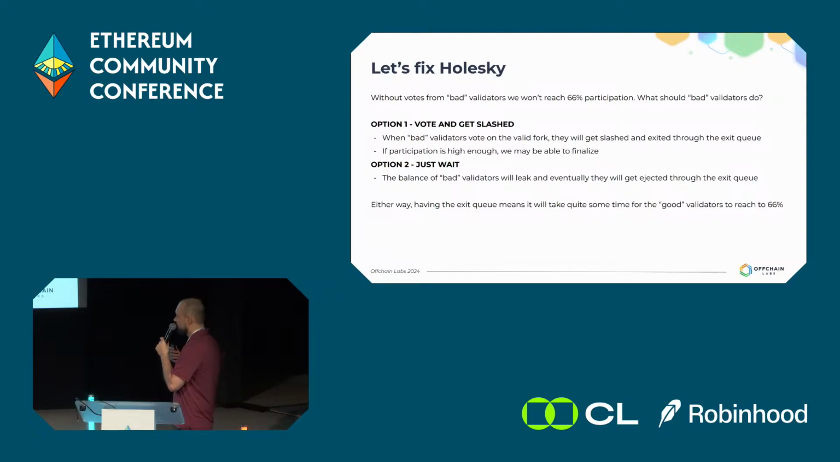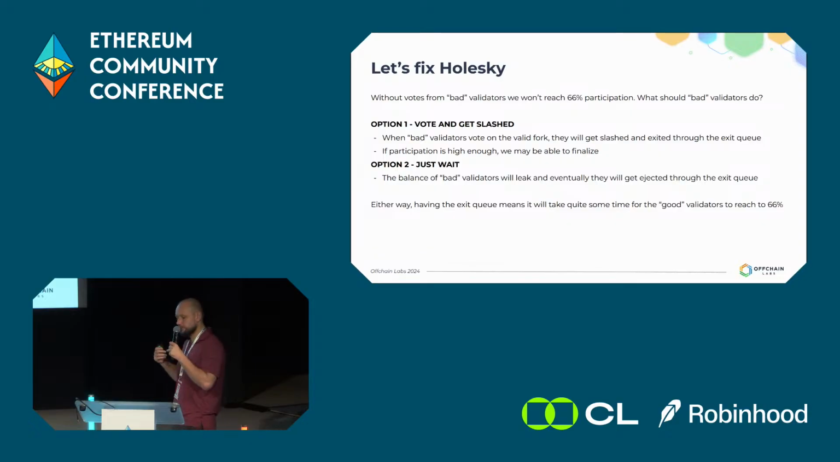And what this will give us is that these bad validators will get slashed. Unfortunately, they don't get removed immediately, because that would just save us, but they get put through an exit queue. So it will take some time before they are exited from the chain, and the good validators now will get to 66%.